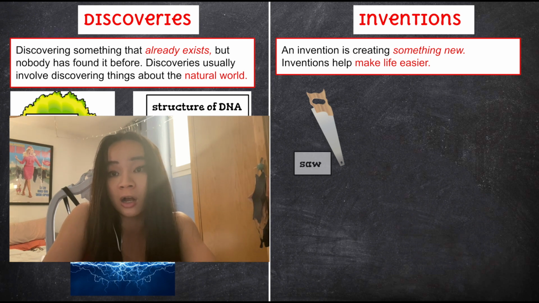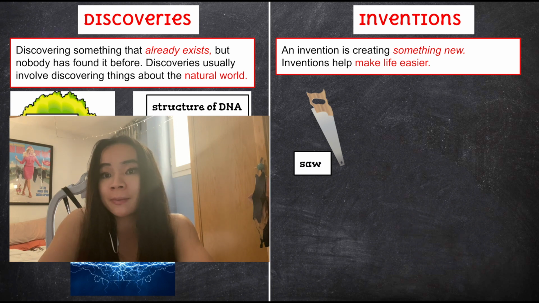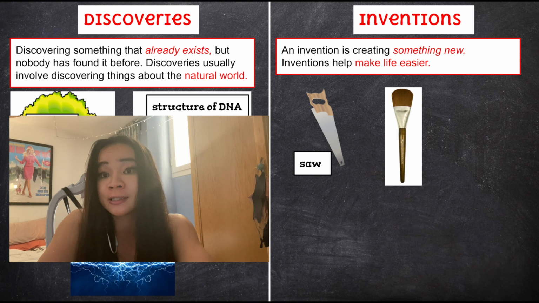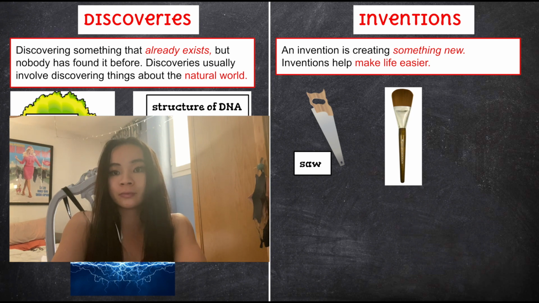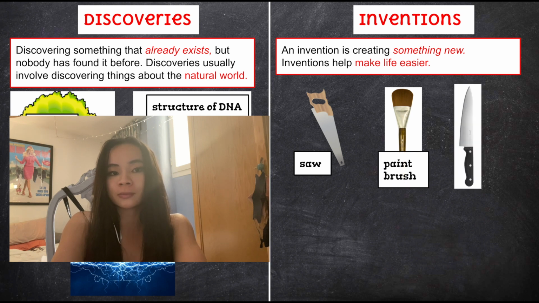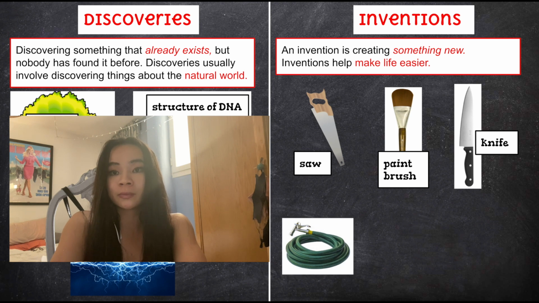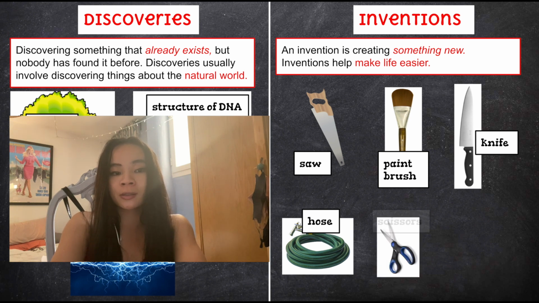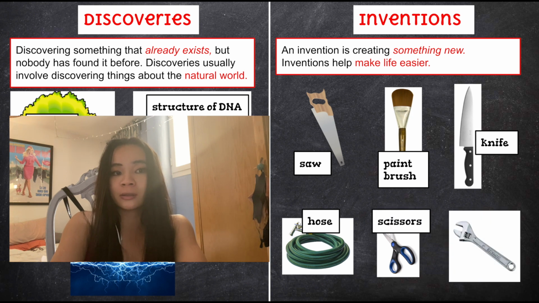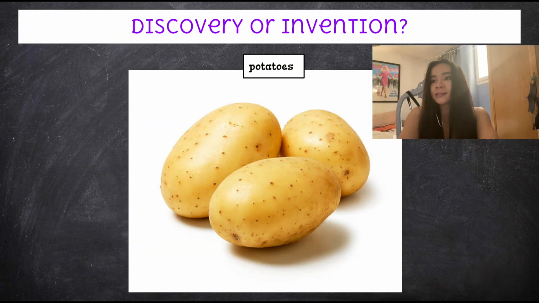This is called a saw. And what invention is this tool? A paintbrush. And this one? Knife. And this one? A hose. This one's easy, this invention. Scissors. And this one? A wrench.